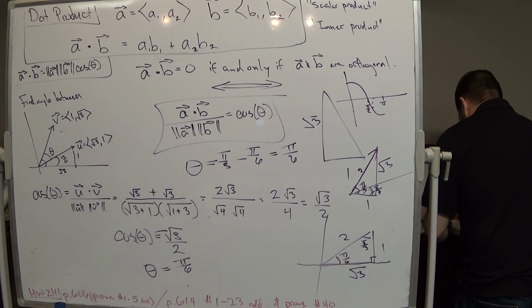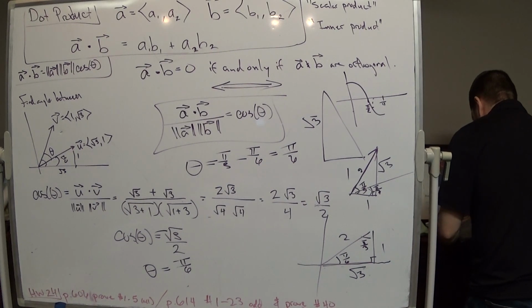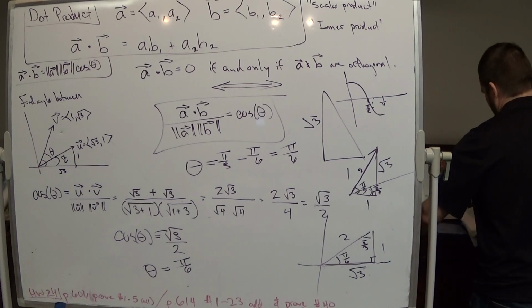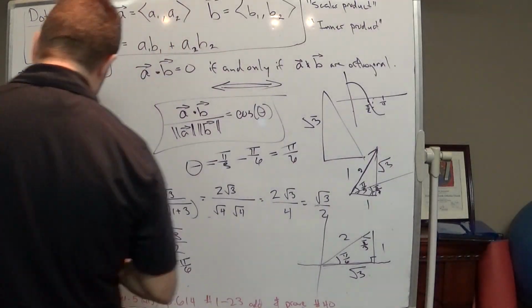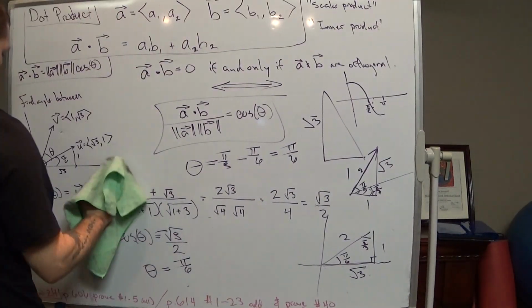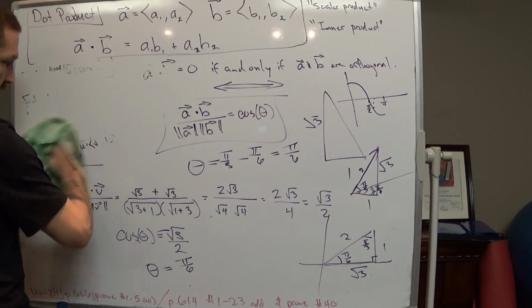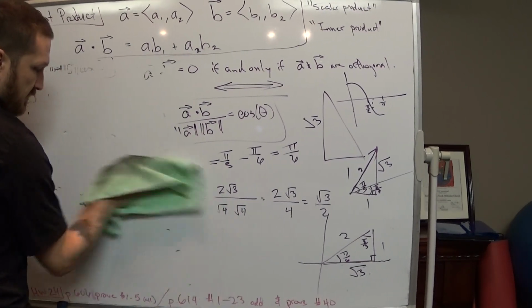Okay, there's 3 more types of problems we're going to blow through. Like this one: show that these vectors are orthogonal. I'm getting rid of all of this. That's been up there for long enough.